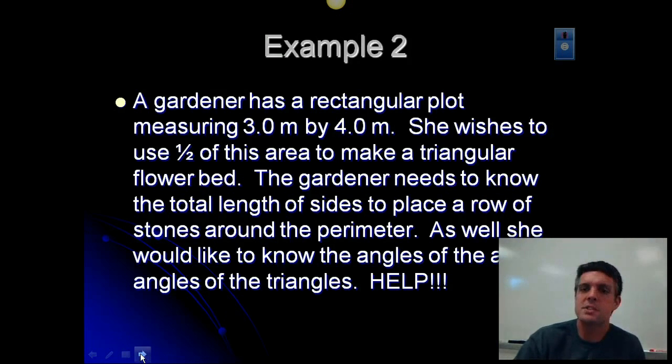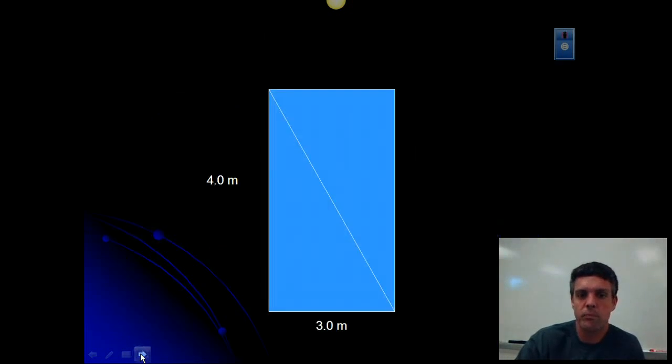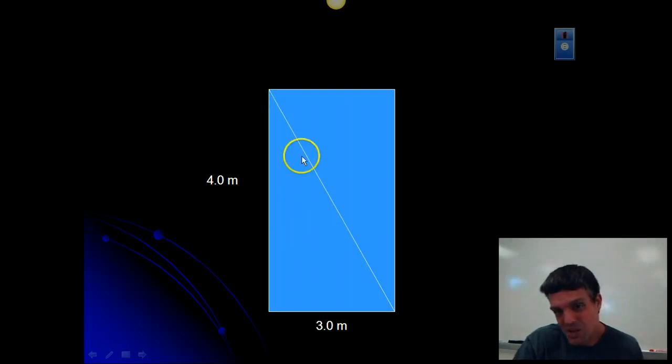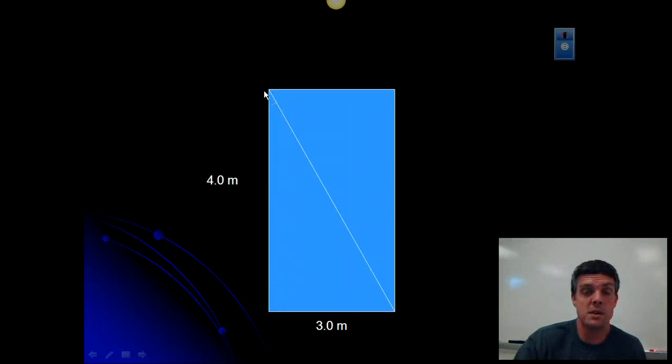So let's see what we're going to need to solve this. Ready? All right, there's my drawing, 4 by 3. She wants to go and take half of this plot and put a row of stones. And she also wants to know what's this angle and what's that angle. Okay? All right, easy enough.